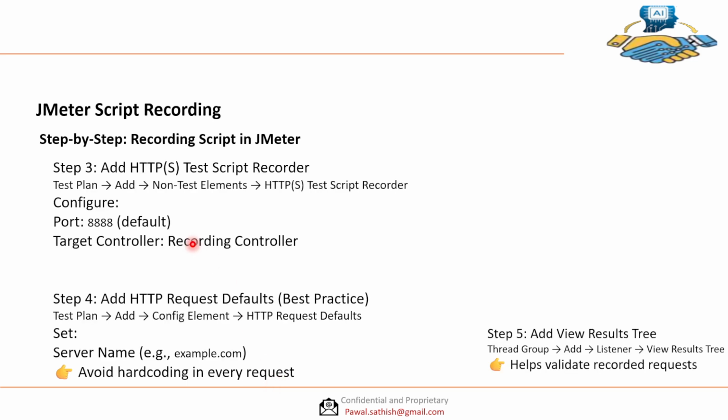The next step, step 3, is to add the HTTP Test Script Recorder. Here we can see the port is mentioned as 8888, along with the recording controller. If we use a config file, that is good, because in a real project we should always use the config element. If we are not using the config element, that is also fine. If we are using a config element, we need to give the server name, so we avoid hard coding in every request. After that we need to add the View Results listener, which validates the recorded requests.